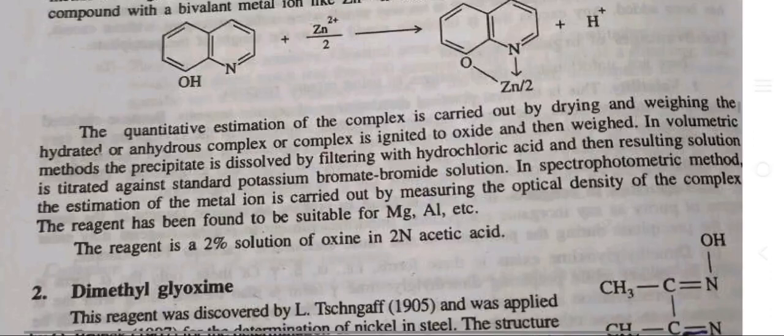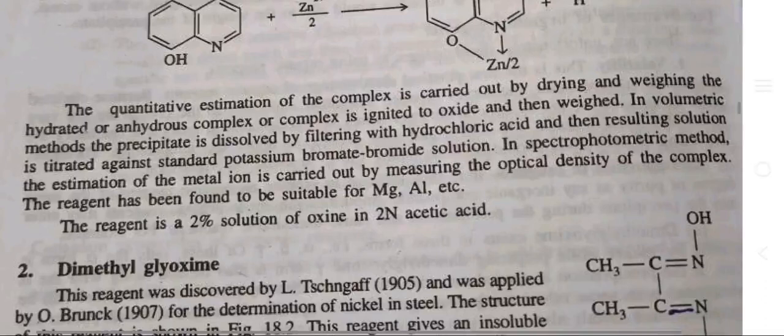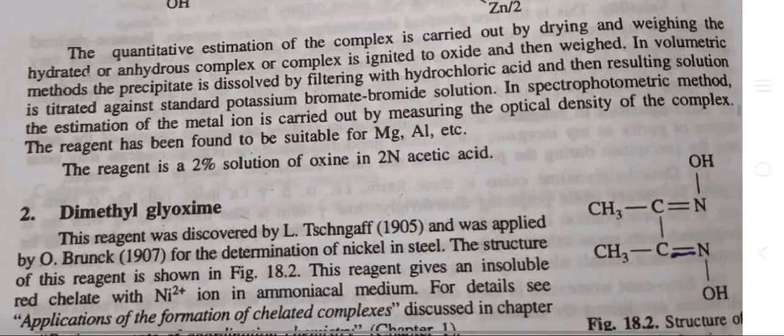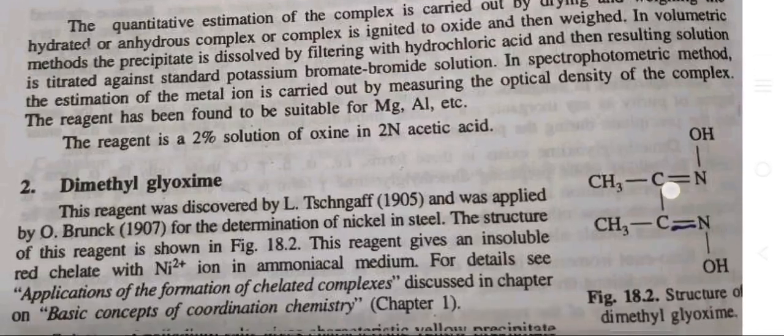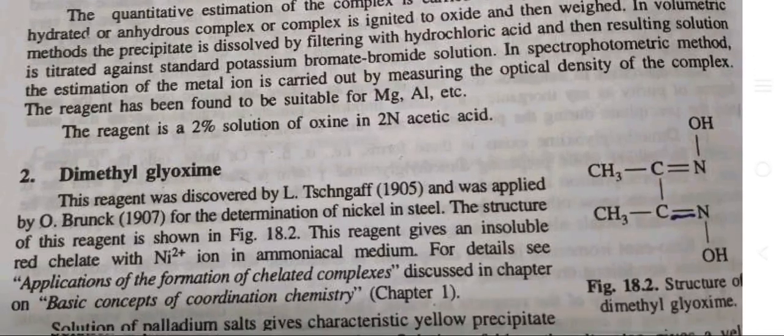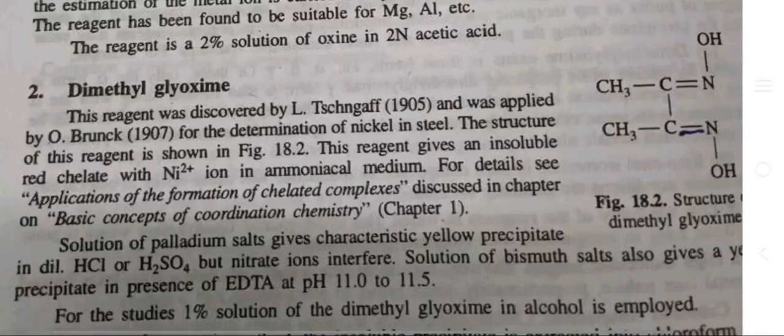The formation of the complex compound with a bivalent metal ion like Zn2+ is shown below. The quantitative estimation of the complex is carried out by drying and weighing the hydrated or anhydrous complex, or the complex is ignited to oxide and then weighed. In the volumetric method, the precipitate is dissolved by titrating with hydrochloric acid, and the resulting solution is titrated against standard potassium bromate-bromide solution. In the spectrophotometric method, the estimation of the metal ion is carried out by measuring the optical density of the complex. The reagent has been found to be suitable for magnesium, aluminium, etc. The reagent is a 2% solution of oxine in 2N acetic acid.